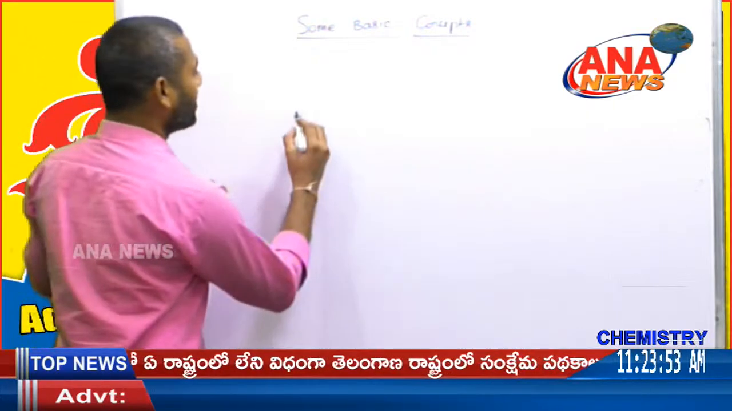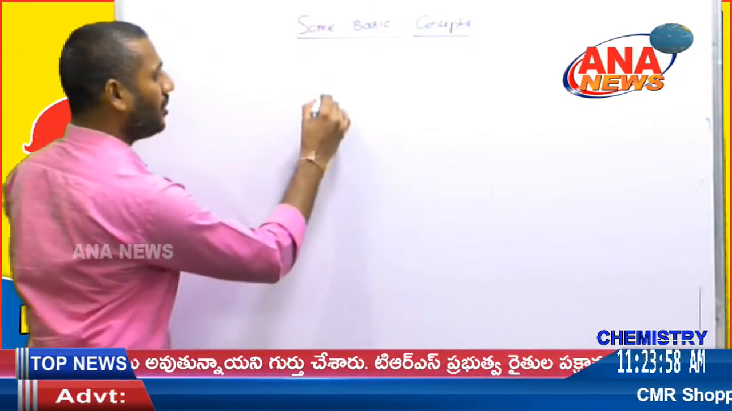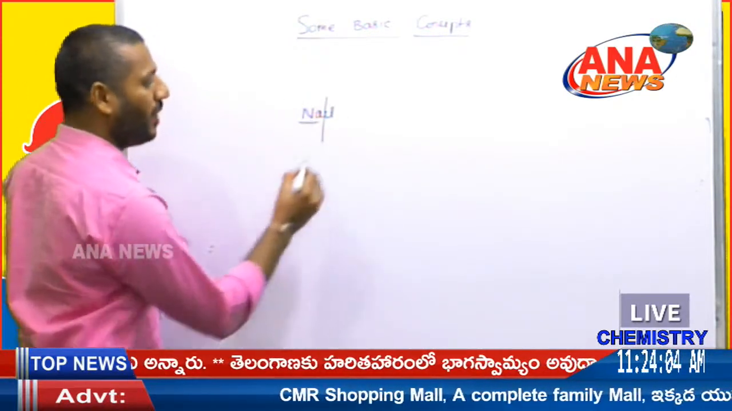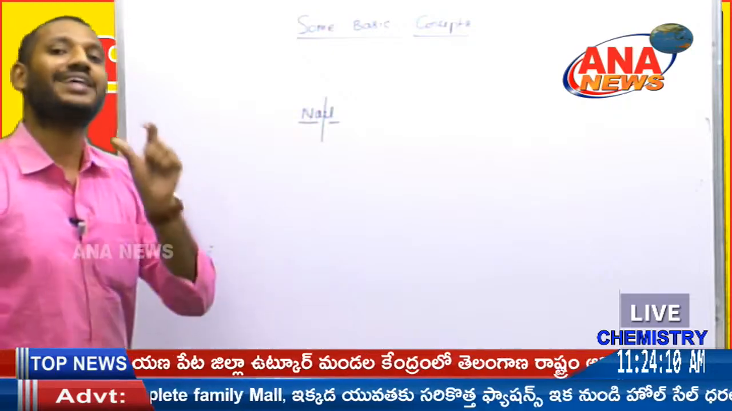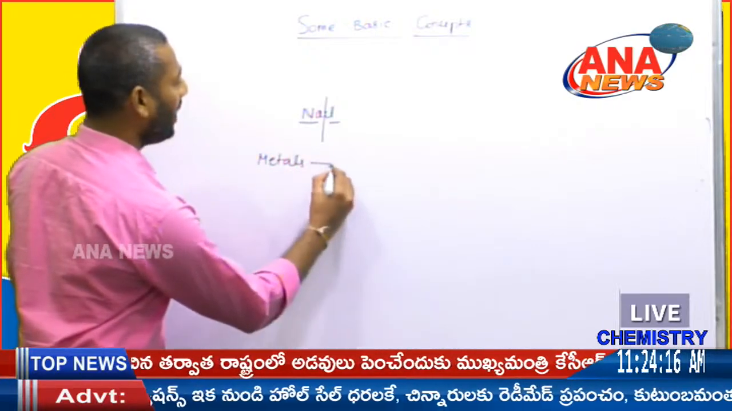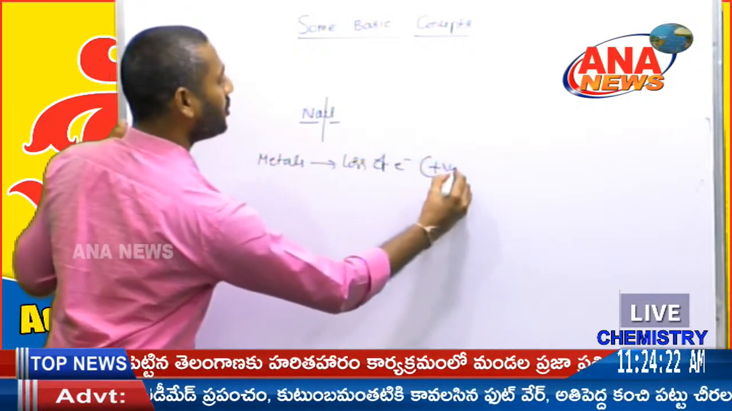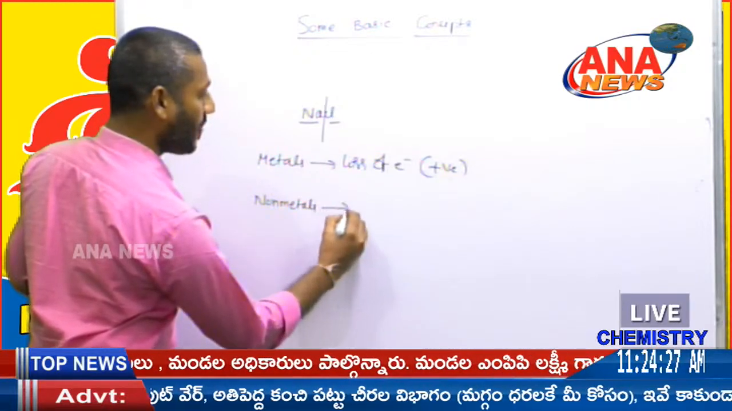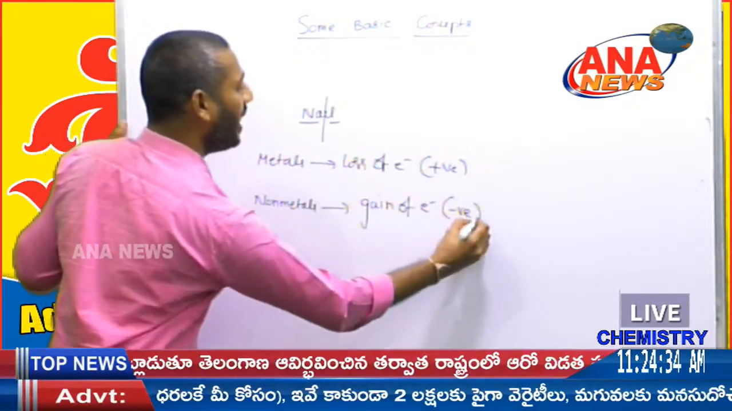Take one more example, NaCl, sodium chloride. We cleave it like this: sodium and chlorine. Sodium is in the first group and chlorine is in the seventh group. All first and second group elements are metals, all s-block elements are metals. All metals lose electrons to attain a positive charge. For non-metals, they gain electrons to attain a negative charge.